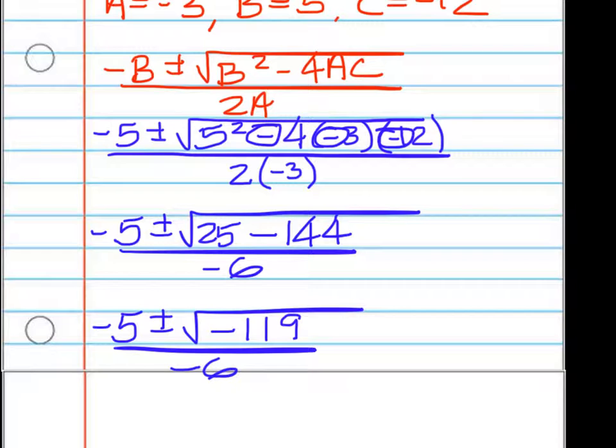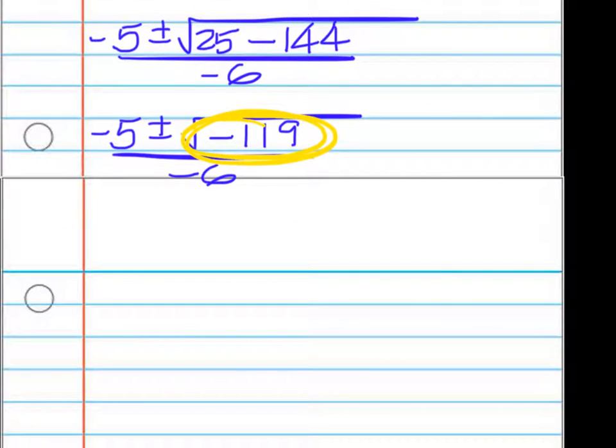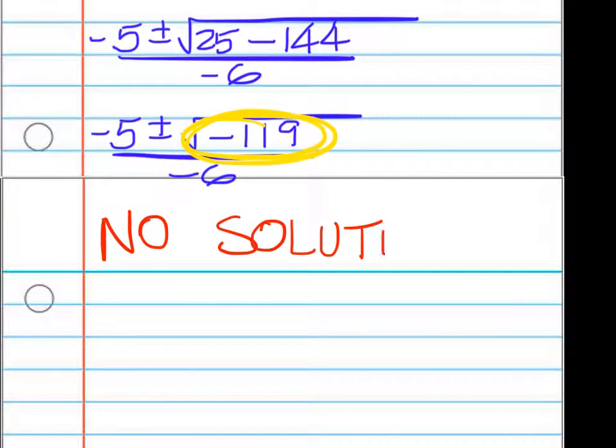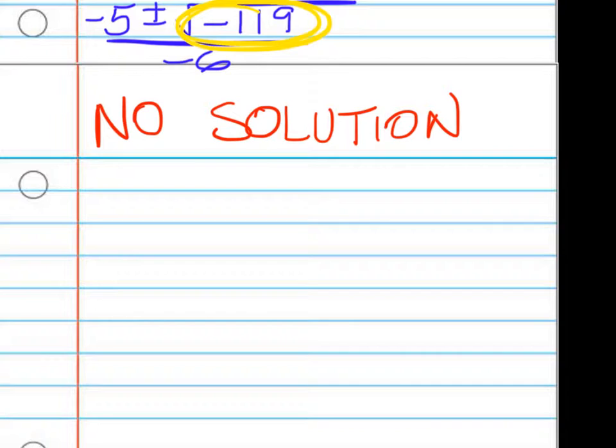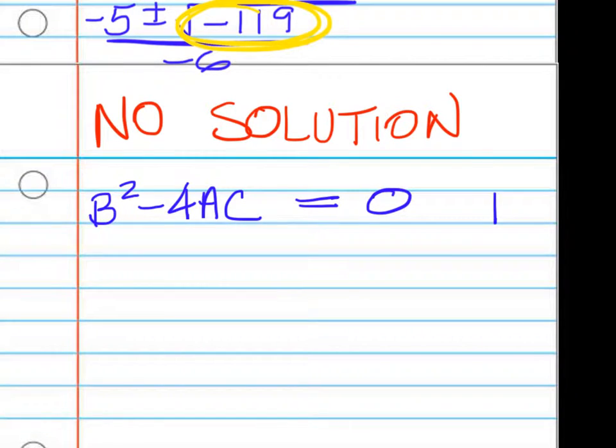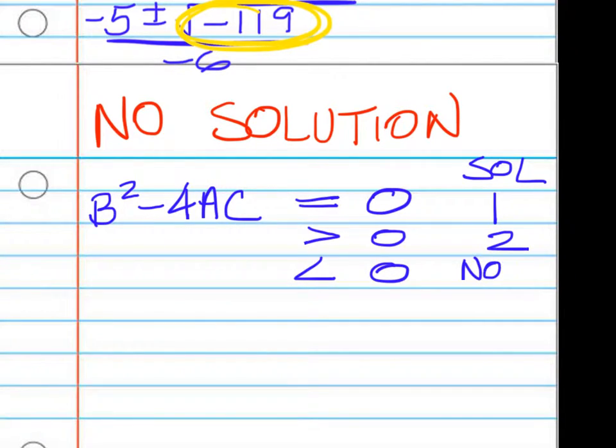What happens when you have a negative sign under the square root sign? There is no answer, no solution whenever you have a negative discriminant. Don't forget this. Your discriminant is b squared minus 4ac. It's what's under the square root sign. If that is equal to 0, you have one solution. If that is greater than 0, you have 2 solutions. If it's less than 0, you have no solutions.